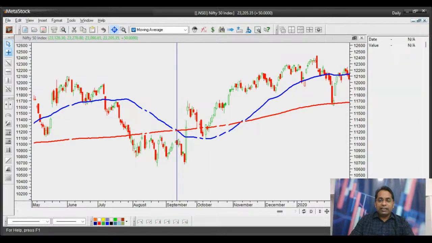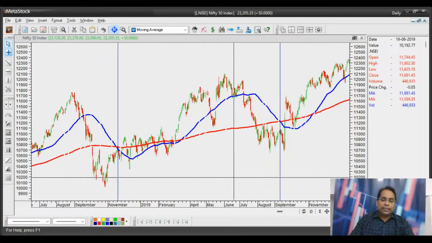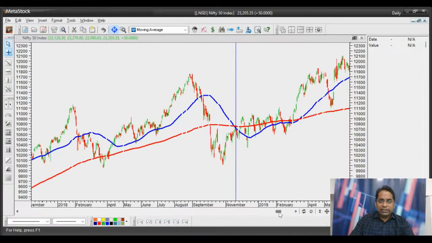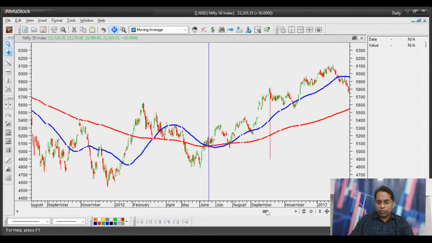So typically, death crossover does not necessarily mean that the bullish trend is ending and the bearish trend could be very fierce. Let's look at few exceptions to this. Like for example, in 2008. So yeah, 2008.